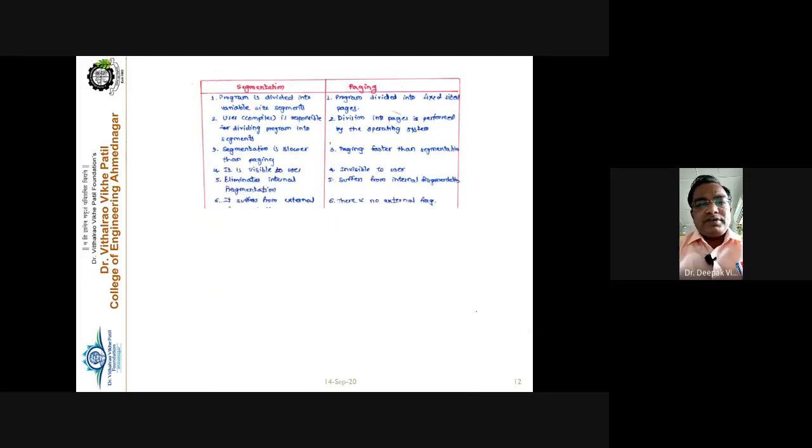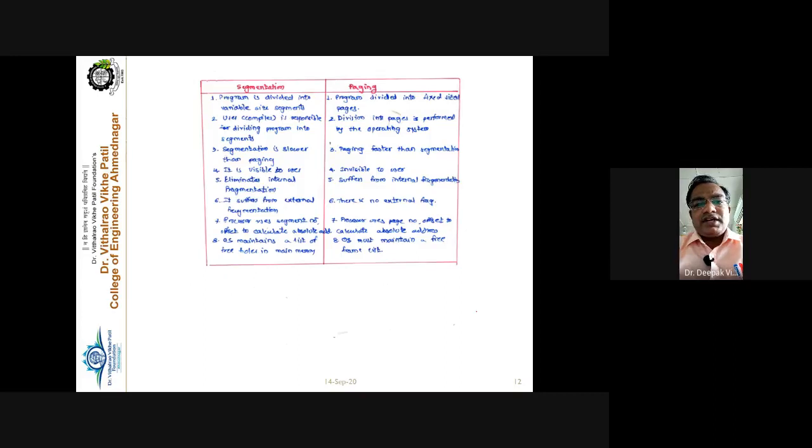So if the question is asked, what exactly is the difference between segmentation and paging? In segmentation, the process is divided into variable size segments, because the size is not fixed. Segment number 0 has some size, segment number 2 has a different size, segment number 1 has a different size. But in paging, the program is divided into fixed size pages. Getting this point or not?